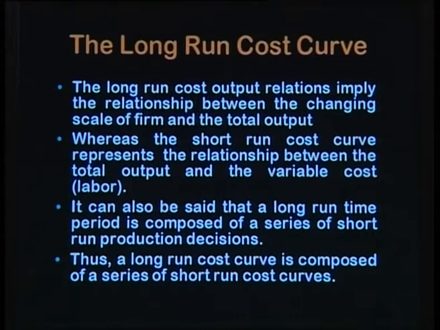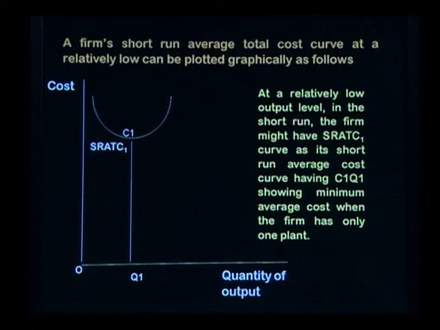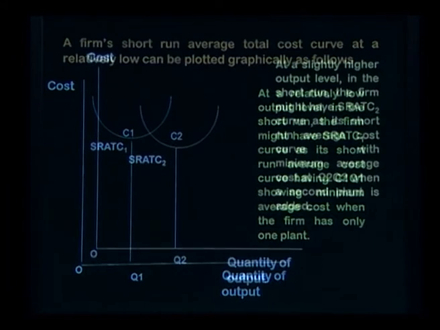We can see and understand this concept by this illustration. We can illustrate the concept of the long run cost curve by the following example. A firm's short run average total cost curve at a relatively low output level of Q1 can be plotted graphically as follows. In the short run, the firm might have short run average total cost curve SRATC1 as its short run average cost curve, having C1 as minimum cost at quantity Q1 when the firm has only one plant.